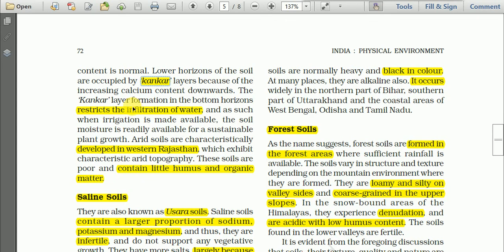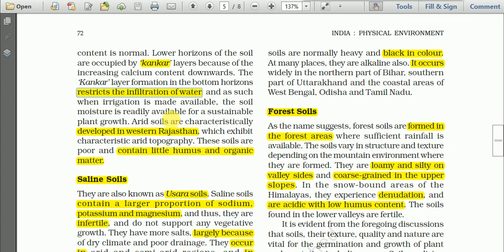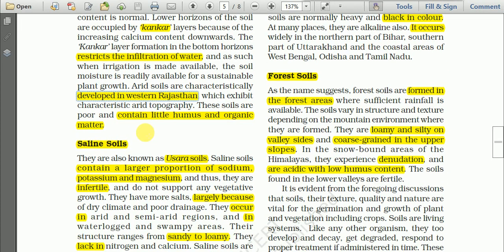And the kankar layer formation in the bottom horizon restricts the infiltration of water, and as such, when irrigation is made available, the soil moisture is readily available for sustainable plant growth. Arid soils are characteristically developed in western Rajasthan, which exhibits characteristic arid topography. And I think you are very much familiar with these sandy soils or the arid soils, as we are seeing in the movies also. And these soils are poor and contain little humus, as mentioned earlier, and organic matter.